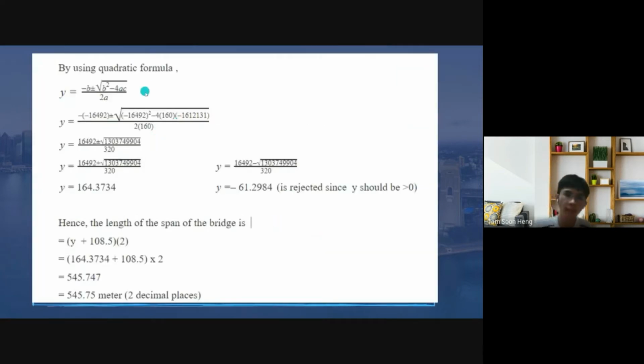From that equation, we use the quadratic formula to find the value of y. We get a positive value and a negative value. We choose the positive value as the negative value is rejected, since y should be greater than 0. Hence, the length of the span of the bridge, multiplying by 2, is 454.747 meters in 2 decimal places.